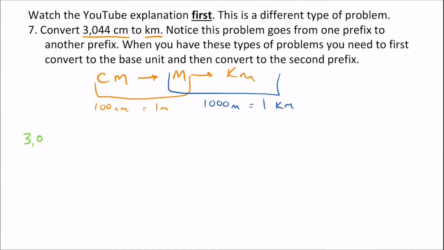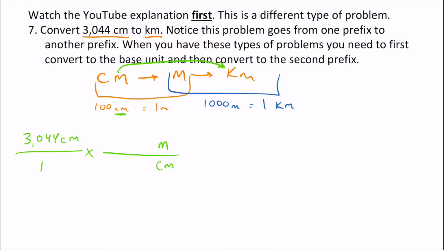Okay, let's get started. First up, we have 3,044 centimeters over 1. And then we write this out as usual. Now centimeters is going to be on the bottom because we want to cancel that out. Unfortunately, kilometers is not going to go on the top because we can't go directly from centimeters all the way to kilometers. We have to go to meters first. So I'm going to put meters on the top.